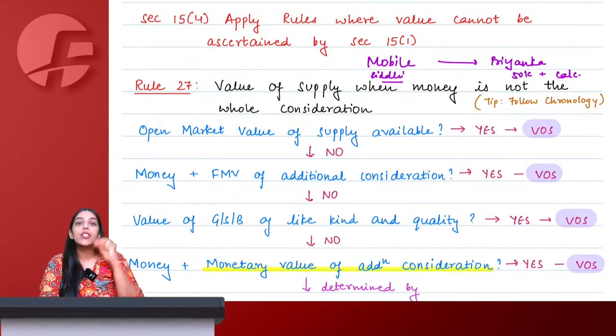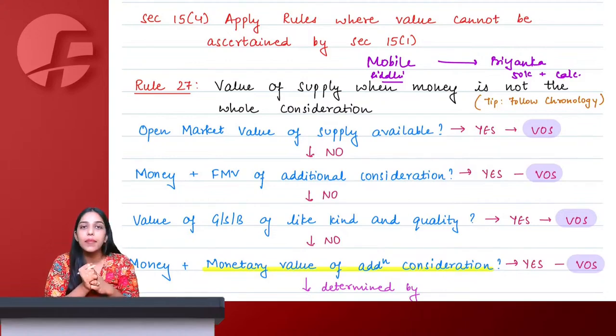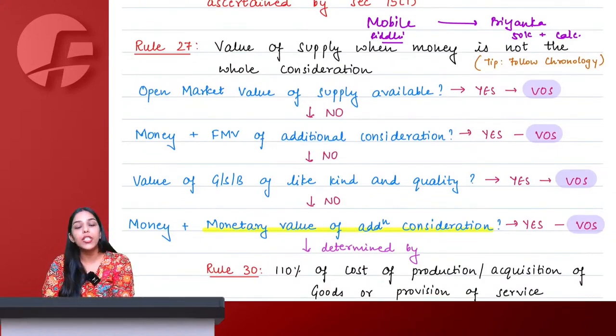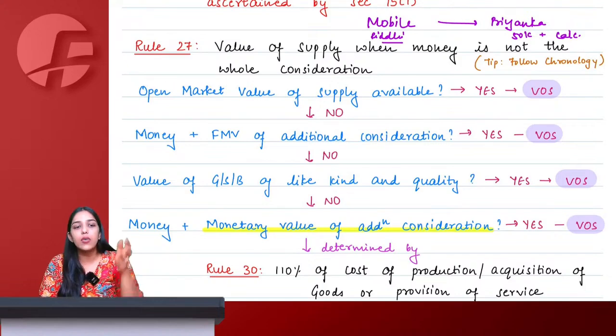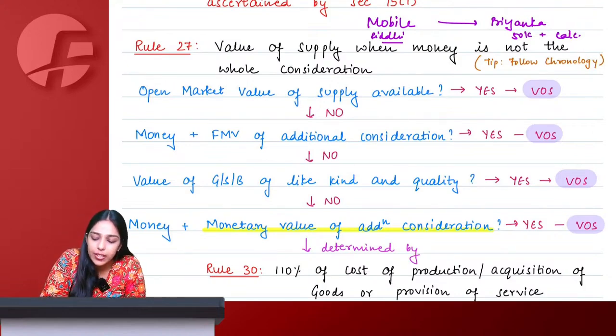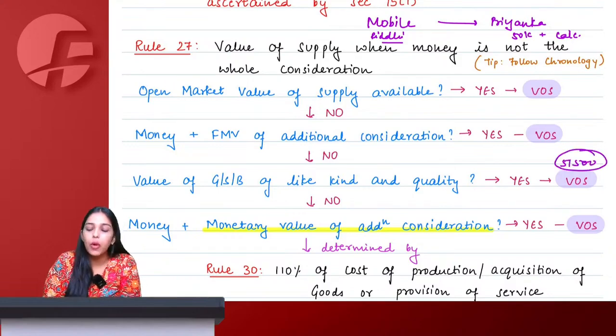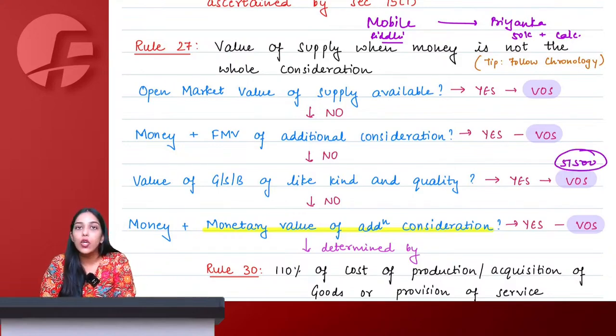If open market value is not available, then I am receiving some money plus whatever additional consideration I am receiving, I will take the fair market value of that. Ma'am, that is also not available. Then you check, okay, whatever mobile I have supplied to Priyanka, is there a like kind and quality of mobile available in the market? Not the same, but a mobile which has similar features, similar characteristics, so that the recipient would be unaffected whether they use this mobile or that mobile. If that is available, and that mobile is trading, let's say, for only 51,500, then no problem. 51,500 becomes the value of supply.